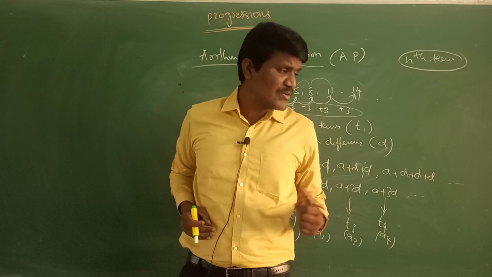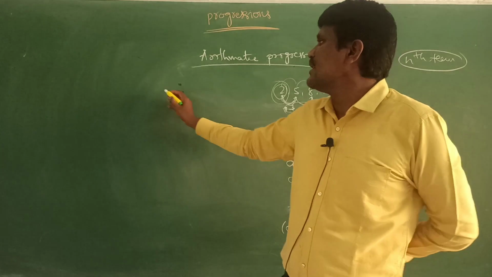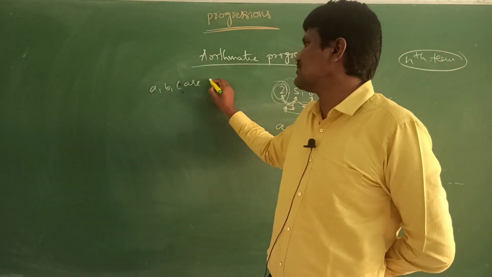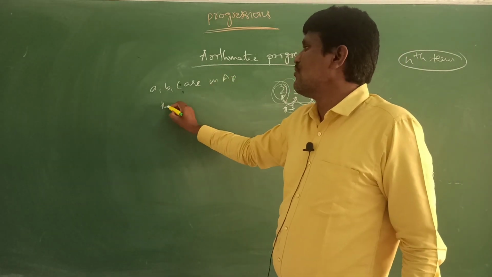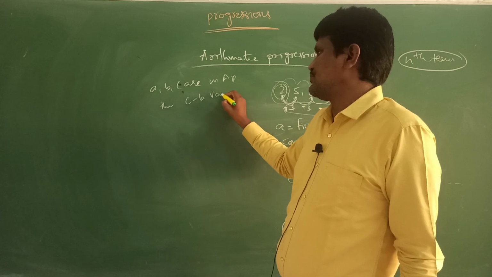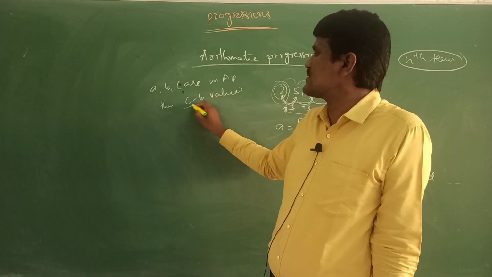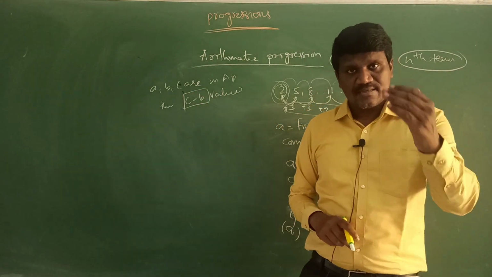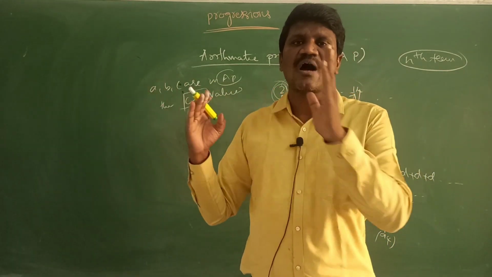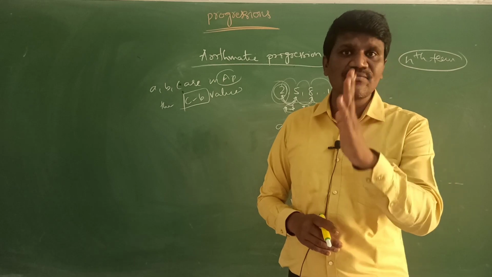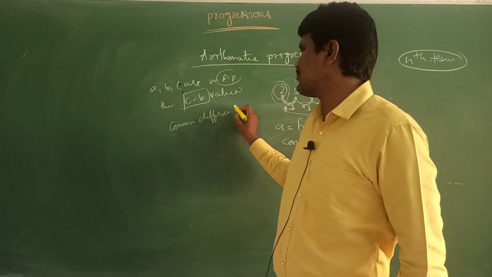Here is how they ask questions based on this: they will give some series. Suppose the question asked before was, if A, B, C are in AP, then what is the value of C minus B? This is what they ask. One thing you should understand here: any series is in AP means the common difference is same. AP means common difference is same.